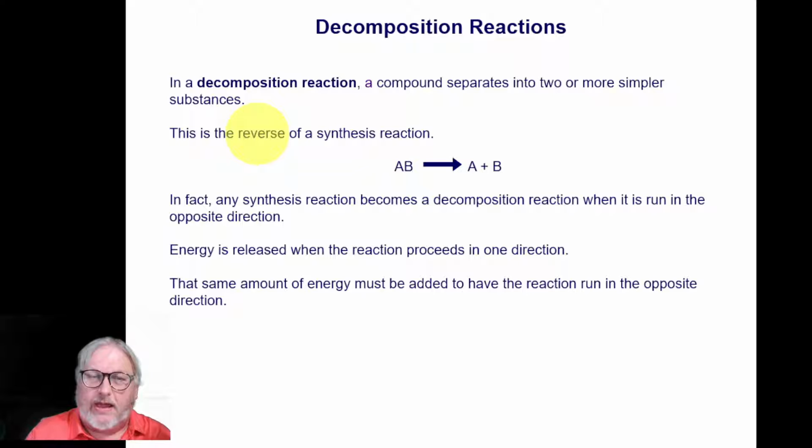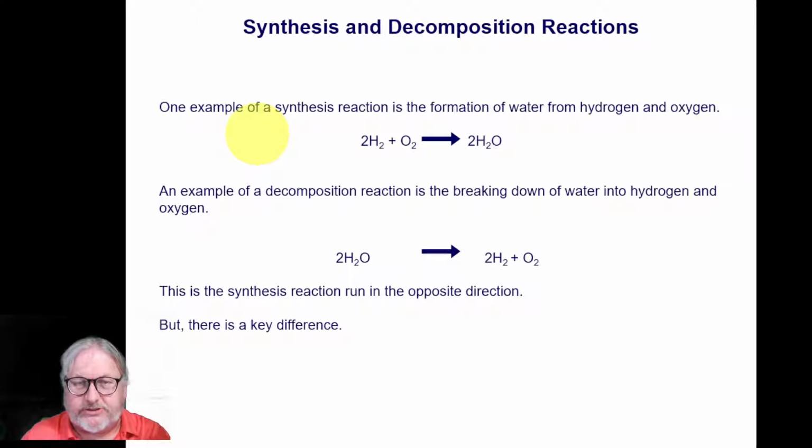Now, when you have this, energy is released when it proceeds in one direction. So that same amount of energy must be added, all right, to have the reaction run in the opposite direction. Now, one example of a synthesis reaction is when we form water from hydrogen and oxygen. So there's our equation. 2 moles of hydrogen plus 1 mole of oxygen yields 2 moles of water.